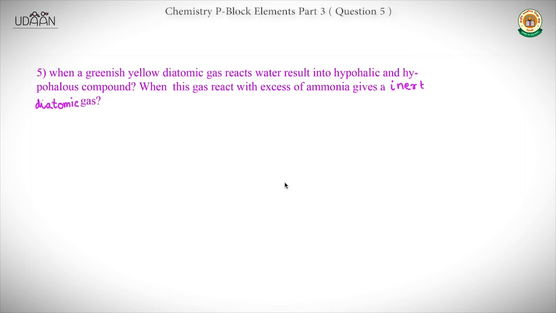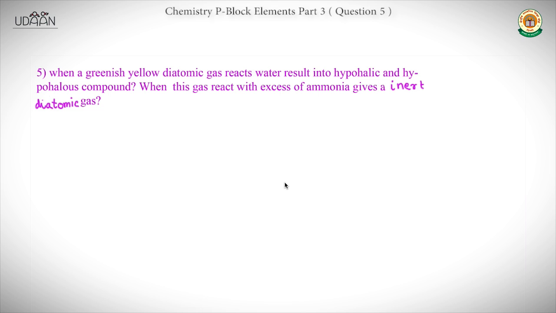So Sohail, let's try this interesting problem in which a greenish yellow diatomic gas reacts with water and results in hypohalous and hypohalic compounds. And when this gas reacts with excess of ammonia, it gives us an inert diatomic gas. We have to find all the compounds that are involved.